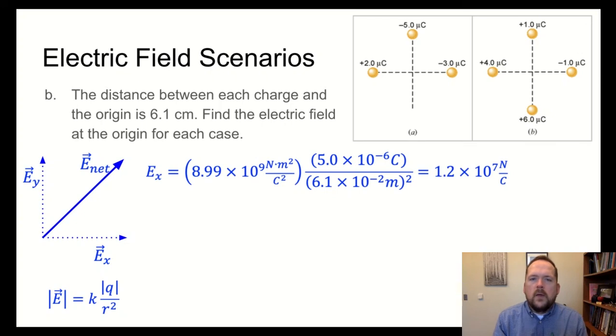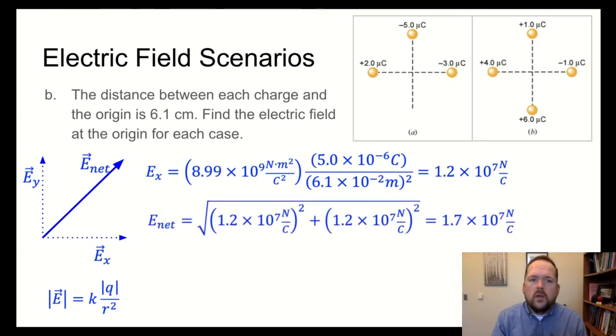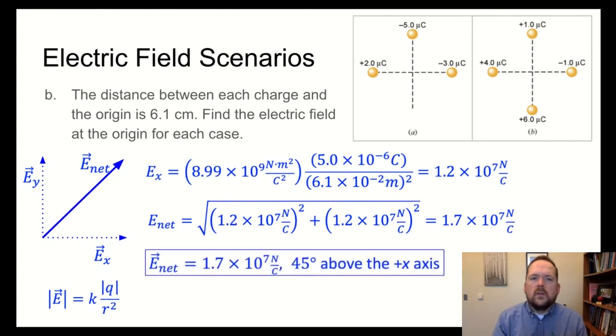So that's the x component of the electric field, but the y component of the electric field is also proportional to a total of 5 microcoulombs of charge. So that means it is also 1.2 times 10 to the 7th newtons per coulomb. And I can find the net electric field by using Pythagorean's theorem, 1.2 times 10 to the 7th squared plus 1.2 times 10 to the 7th squared. Take the square root of all that. I find 1.7 times 10 to the 7th newtons per coulomb, which means that the net electric field in this case is indeed 1.7 times 10 to the 7th newtons per coulomb, 45 degrees above the x-axis.